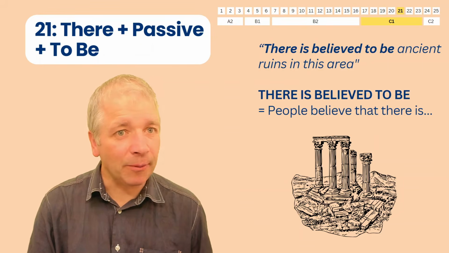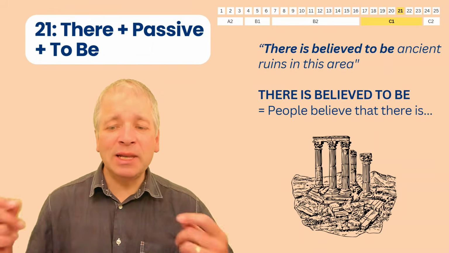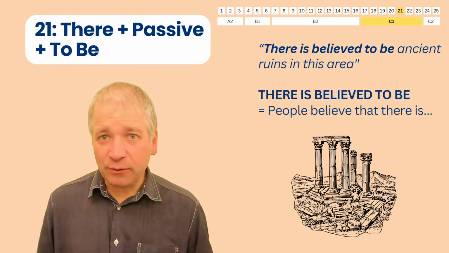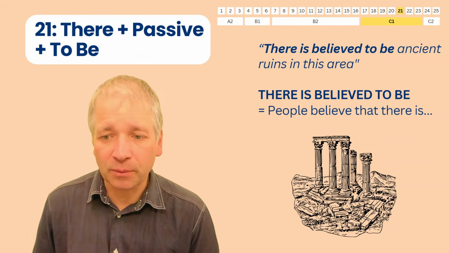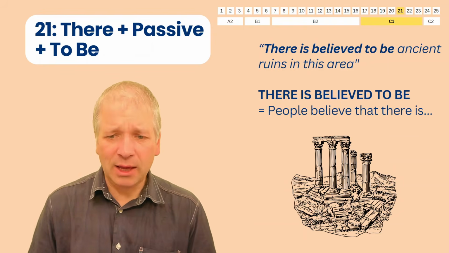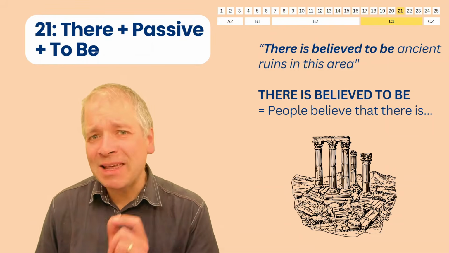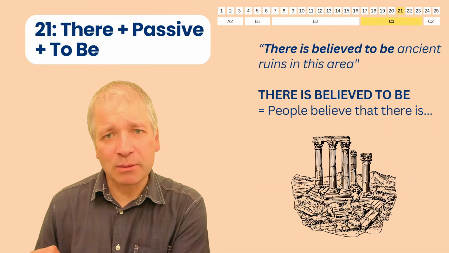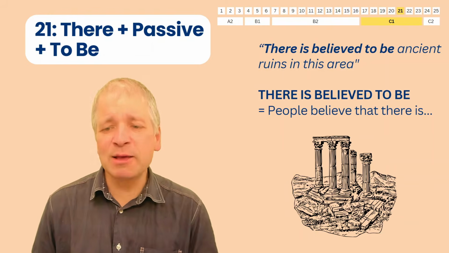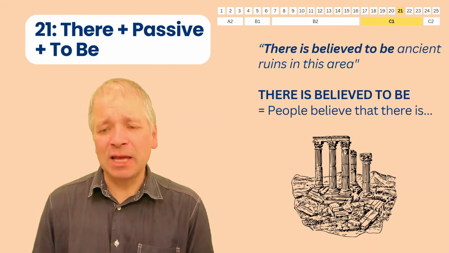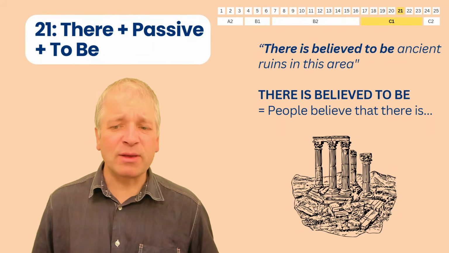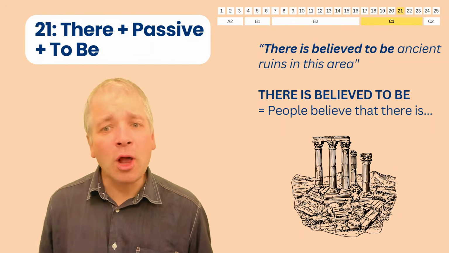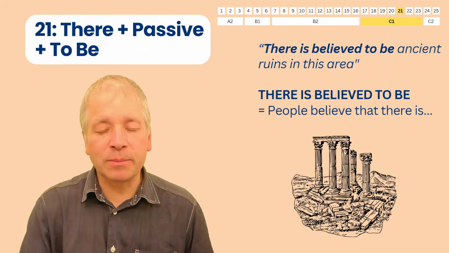What's happened here? Well, there is believed to be: is believed is a passive structure, to be followed by the past participle. And what it means here is people believe that there is. So if we say there is believed to be, people believe that there is. We could change believe for other verbs. There is known to be. People know that there is.